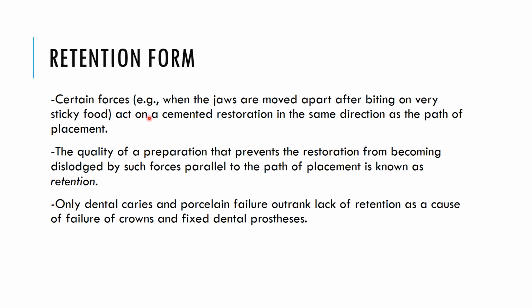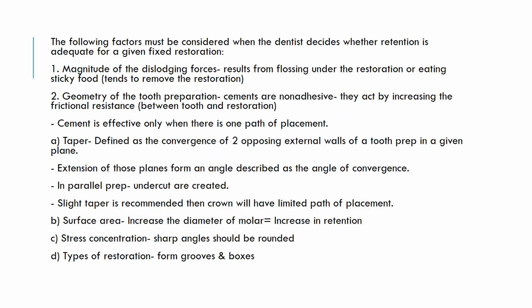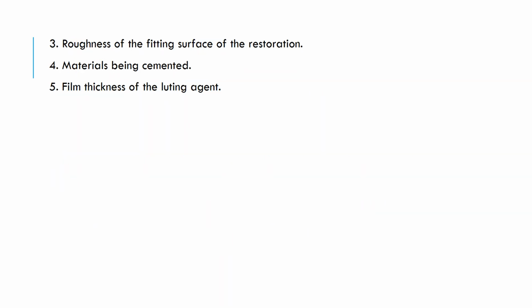The quality of the preparation that prevents the restoration from becoming dislodged by such forces parallel to the path of placement is known as retention. Only dental caries and porcelain fracture outrank lack of retention as the cause of failure of the crown. Sorry, so now coming to the third one, the roughness of the fitting surface of the restoration. The surface inside the crown is always roughened, guys, right? So it has proper adhesion, so it can sit properly.